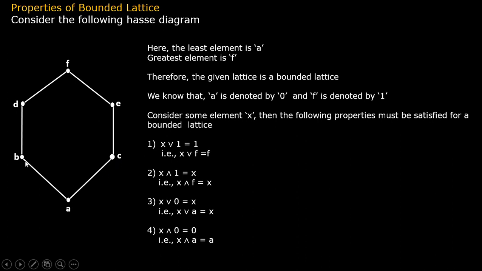Again, the greatest lower bound of B and A would be A. The greatest lower bound of D and A would be A. The greatest lower bound of E and A would be A, and the greatest lower bound of F and A would also be A. We can clearly see here. So, these are the 4 properties of a bounded lattice.